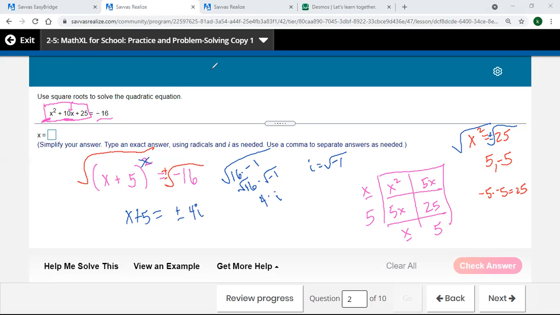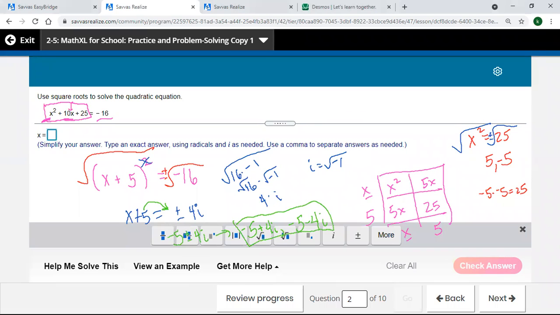And then the last thing we need on this problem is we're going to have to subtract that 5 over to the other side, and then that's a negative 5. We put it right here in front of the 4i, so now we can see our real part, our imaginary part. But that gives us 2 answers, a negative 5 plus 4i and a negative 5 minus 4i for our final answer to that problem. So let's put that in and see how that turns out.